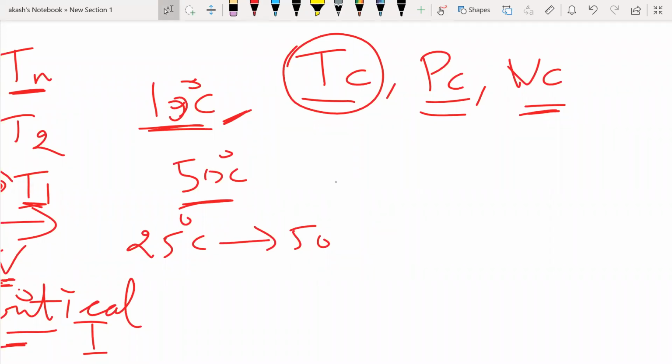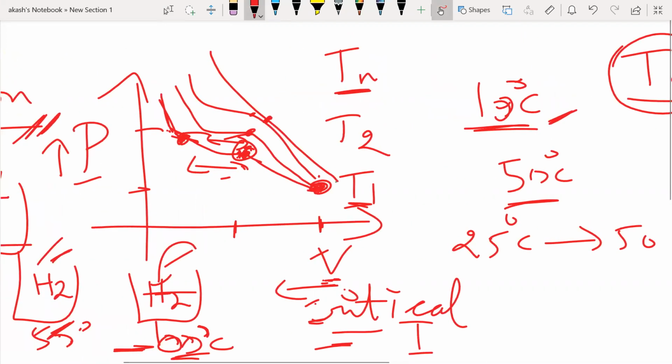Now one more point I want to tell you: if the gas was ideal, if the particular gas you're talking about is ideal, what can you comment about its liquefaction?